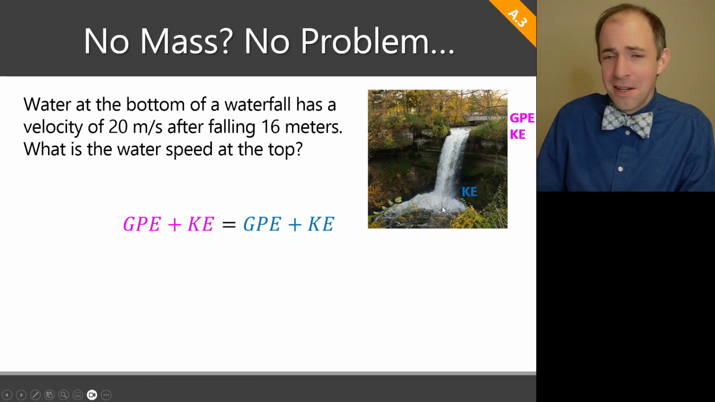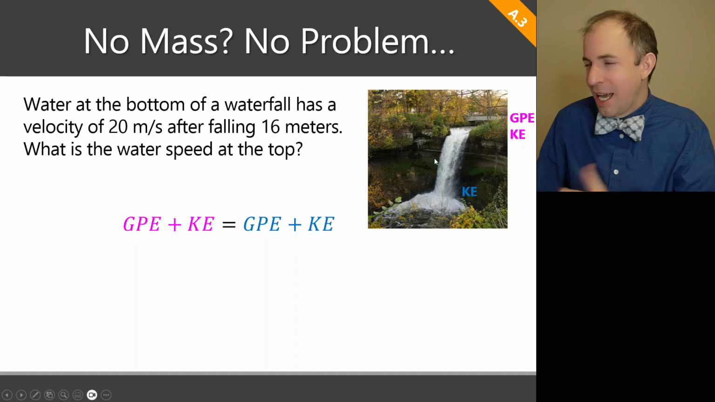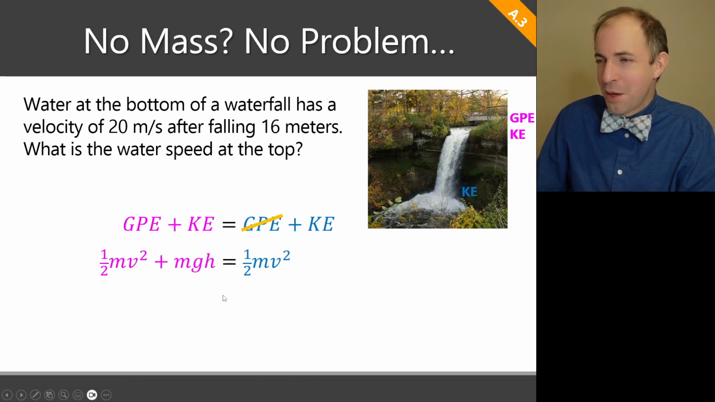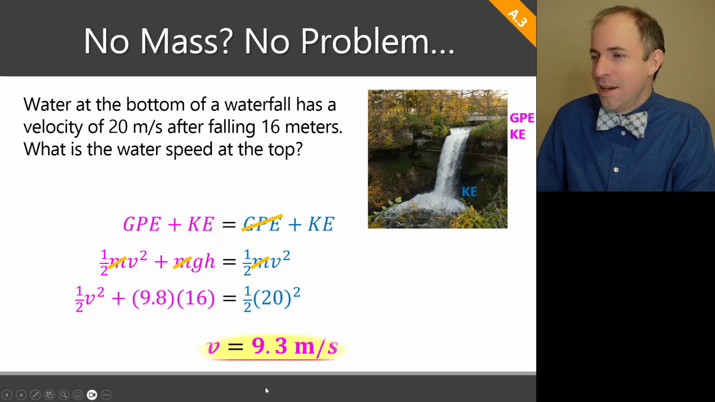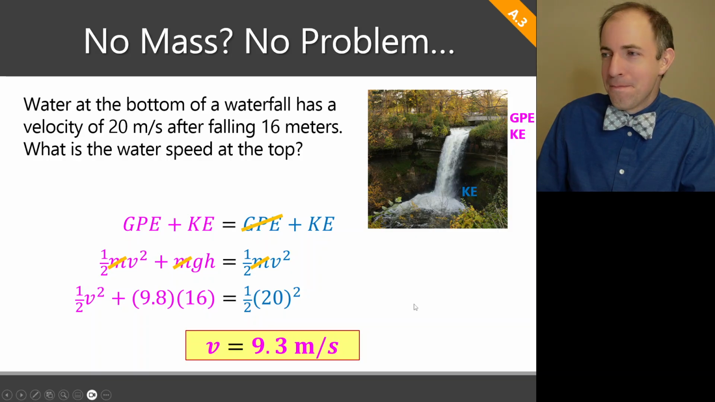We're going to say that final has no gravitational potential. We are going to declare that to be our ground zero. So there is no height there. All of the height is up at the top. So we have no final kinetic or gravitational potential. We plug in what we know for our equations, and then the mass cancels, and we're left with just the initial velocity being unknown because we know that the height is 16 meters and the final velocity is 20 meters per second, which allows us to find that the initial velocity is less than 20 meters per second, is 19.3 meters per second as it sends off the top of that waterfall.